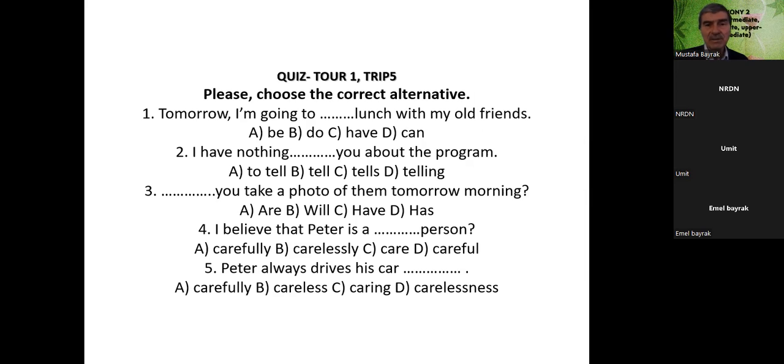Okay. Peter always drives his car. Now what do we need? We need a word that will describe the verb here. Yes. Peter always drives his car. Caring is adjective. Carelessness is noun. We don't need an adjective and noun. Careless is adjective. So Peter always drives his car carefully, heedfully, attentively. Okay. So A is true.